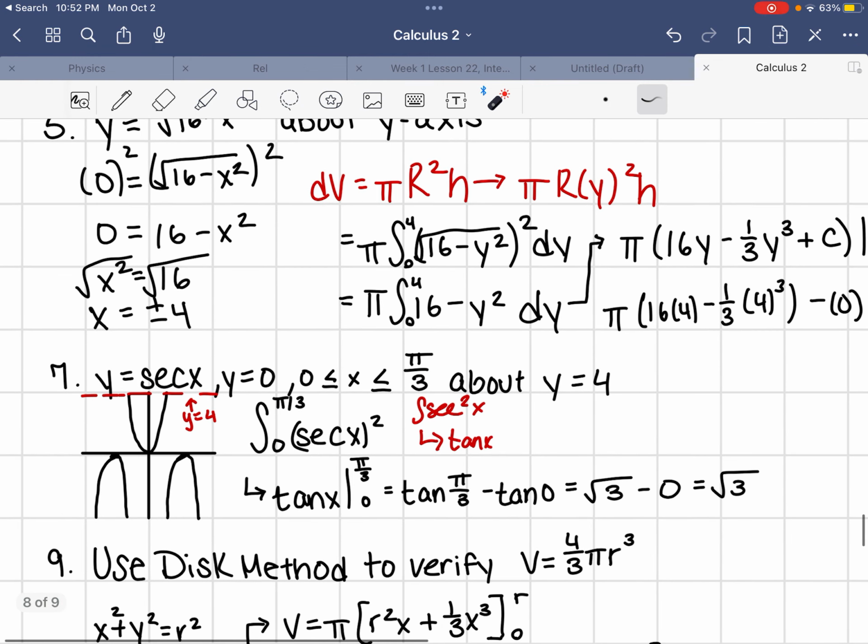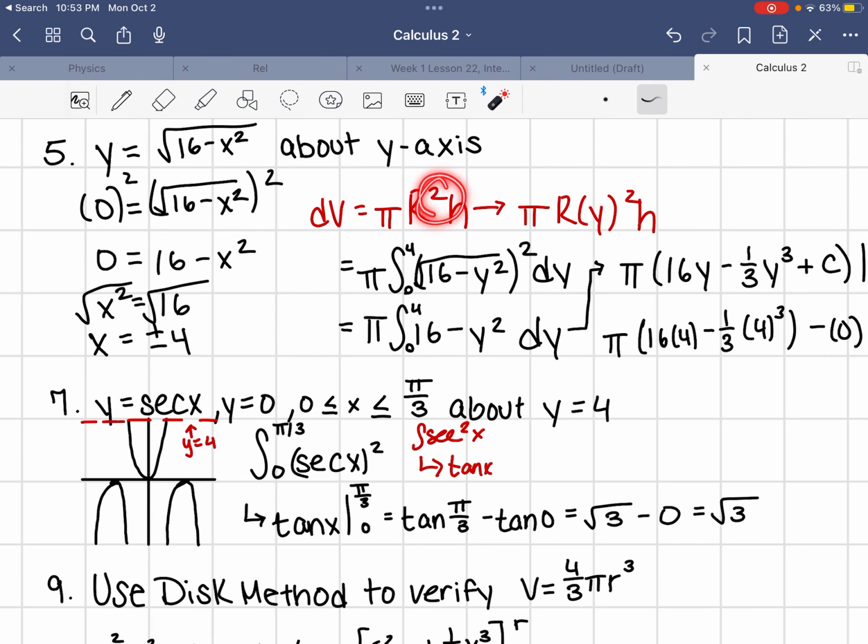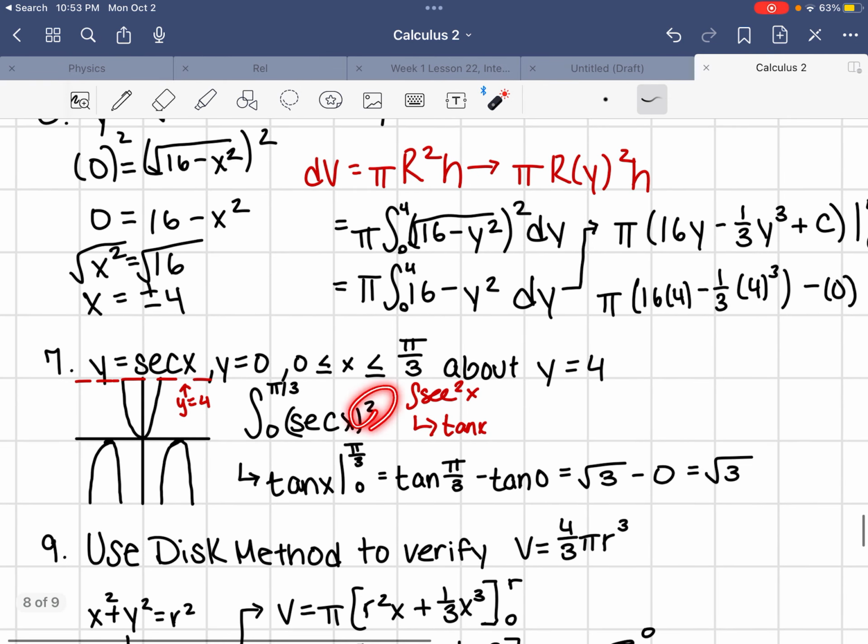And number 7 is y equals secant of x, y equals 0, and x from 0 to pi over 3. This is A, this is B, y equals 4. And now it's giving us a specific line. So what I did is I basically found the integral of secant squared, because the formula, like I mentioned, is it's this with this. So put in the square, the integral of secant squared is tangent. Plugged in the numbers on the tangent, and we get this right here.